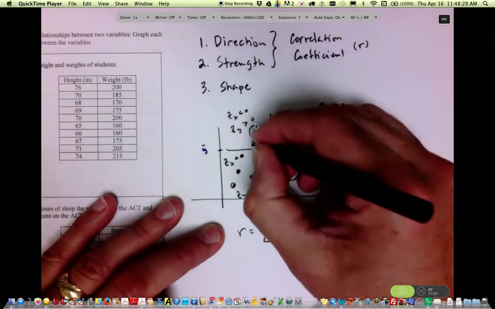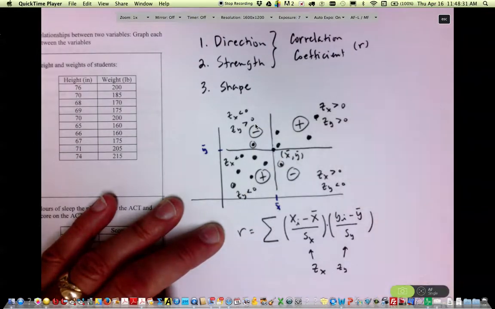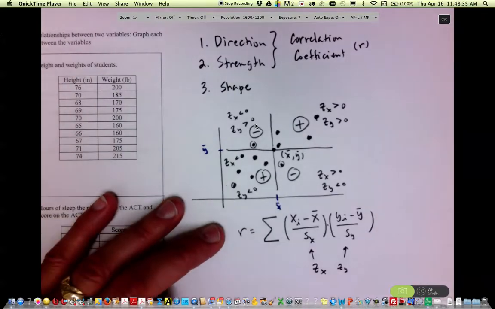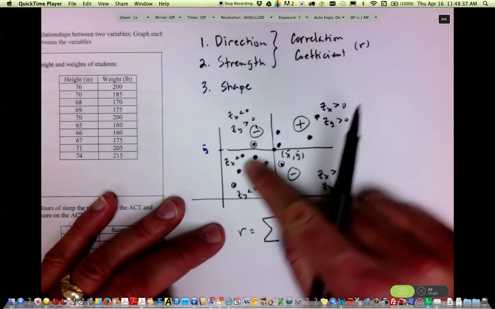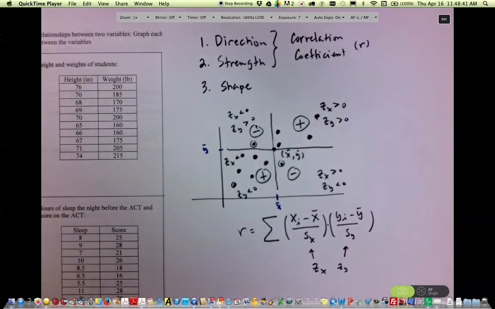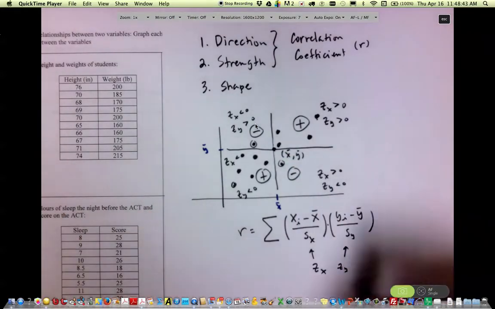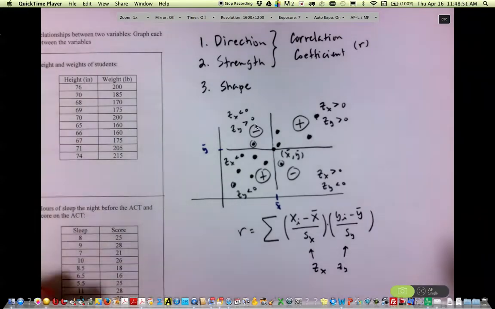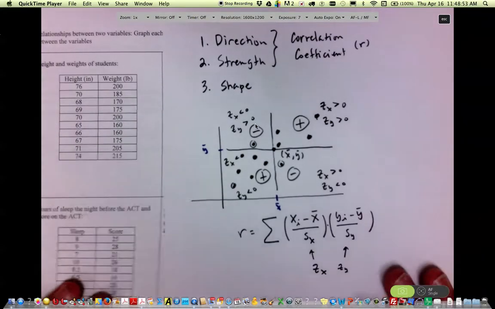And then we've got a point here and a point here that are going to contribute a negative. So we're generally going to end up with positive numbers here. If my data kind of goes from bottom left to upper right, it looks like the positive numbers are going to outweigh the negative numbers. All right, and then you can look at this formula and say, this is a mess to try to calculate. But I'm going to show you how to use the calculator to do quite a bit of this work.